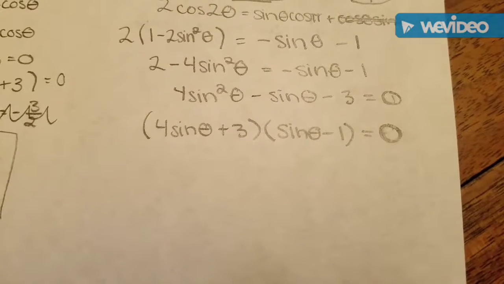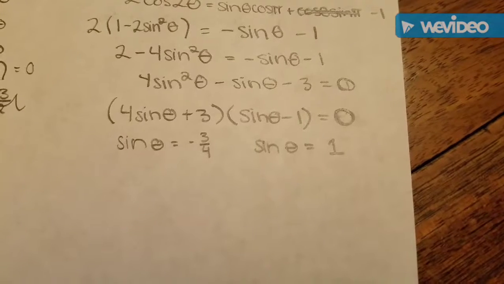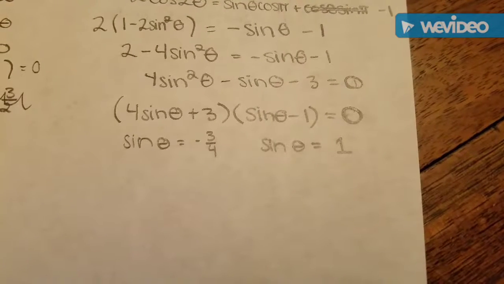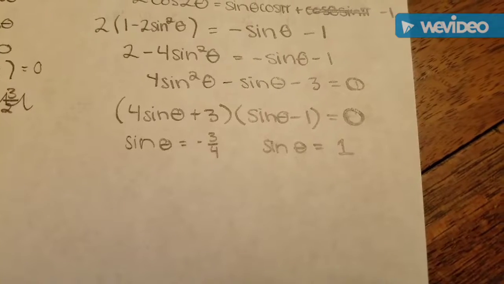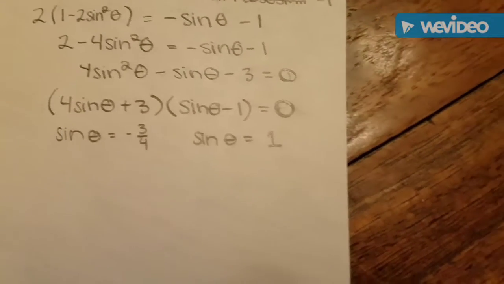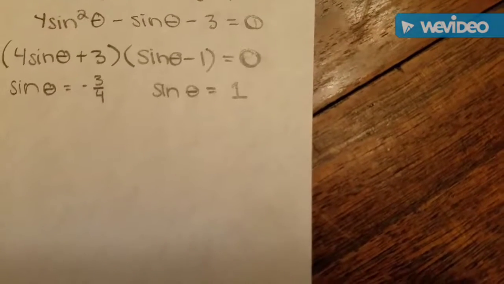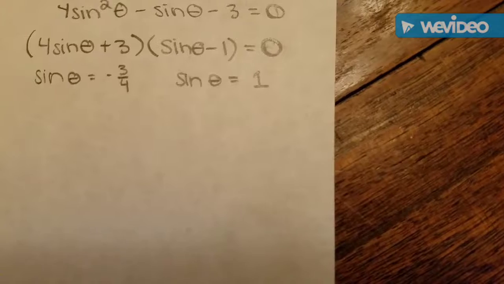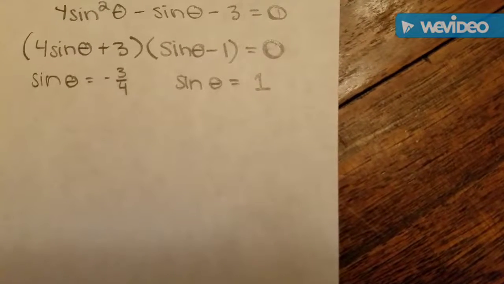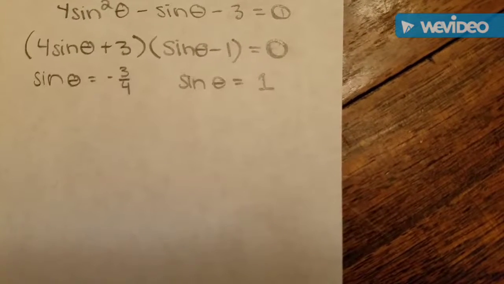So now let's solve for sine. When we solve for sine of theta, we end up with negative 3/4 and sine theta equals 1. So let's look at sine theta equals 1 because that's more familiar for us. Sine theta equals 1 is easy because it is a special angle.